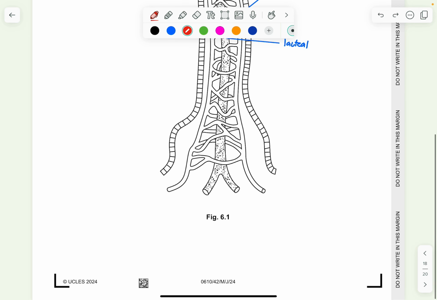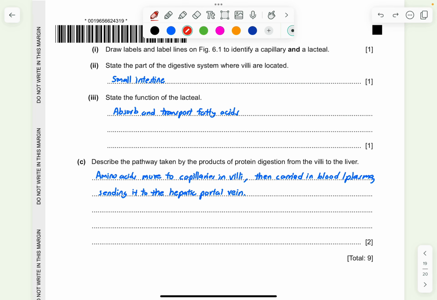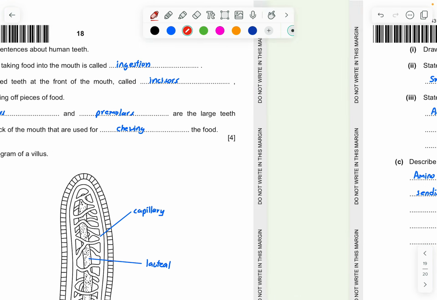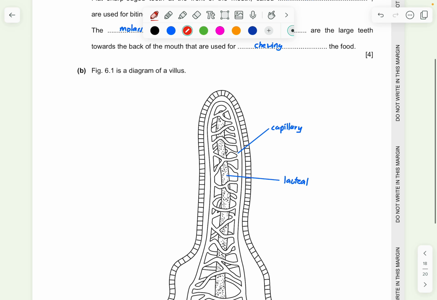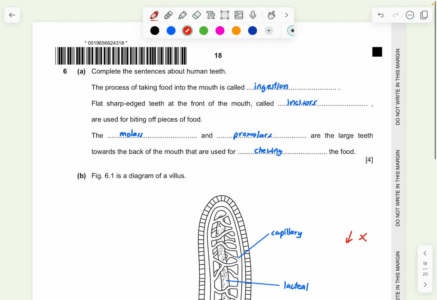Now they want you to label. If I'm not mistaken, you draw label lines on figure 6.1 to identify a capillary and a lacteal. So they ask you for 2 things for 1 mark. You need to always use a straight line and not an arrowhead. This is not acceptable. So the capillary can be here, it's really surrounding the epithelium, and then the lacteal is found in the very inside of the villus.